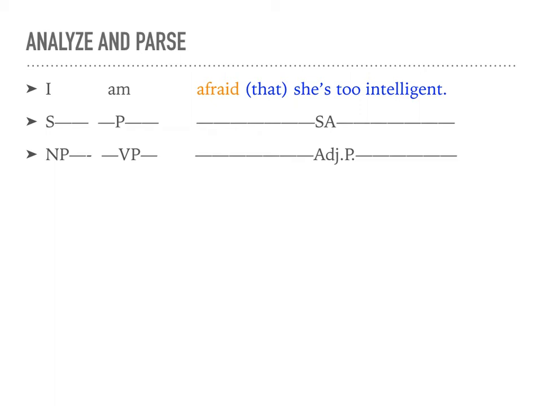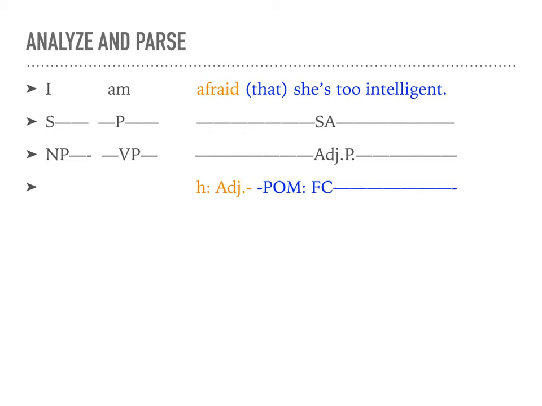So as you can see right here in orange, I have the word afraid, which of course is the head. And then the rest, that she's too intelligent, is then a post modifier, which is a finite clause. Once again, you can look at the other videos on finite, non-finite clauses. It's finite because we conjugate the verb is.